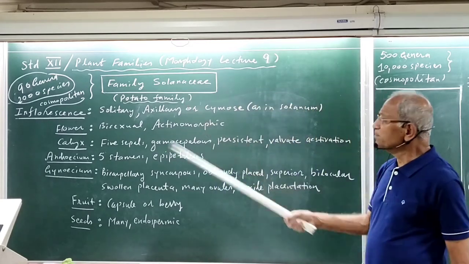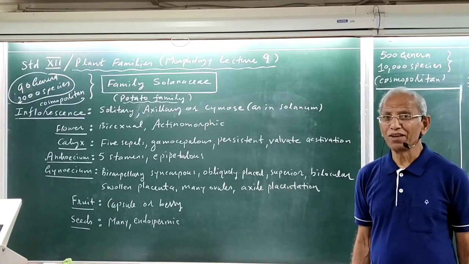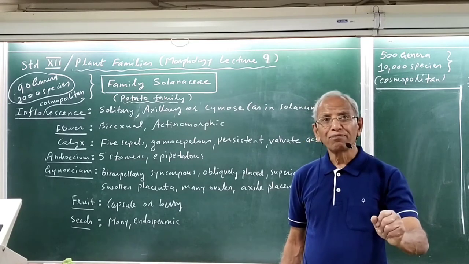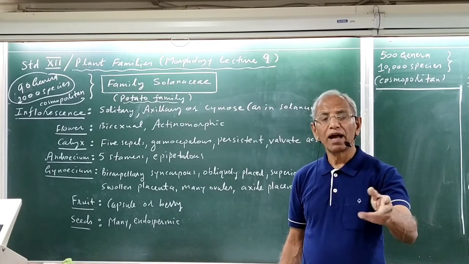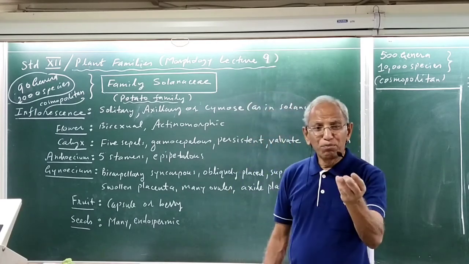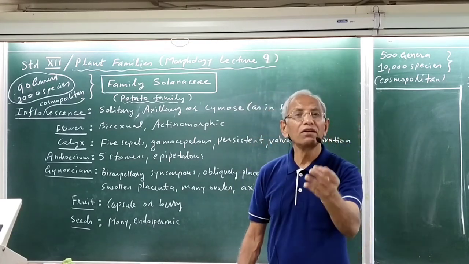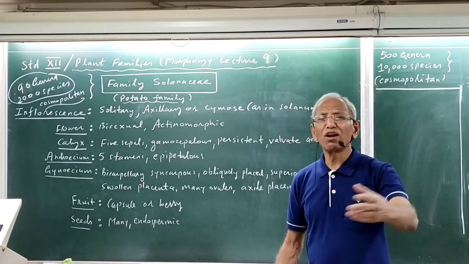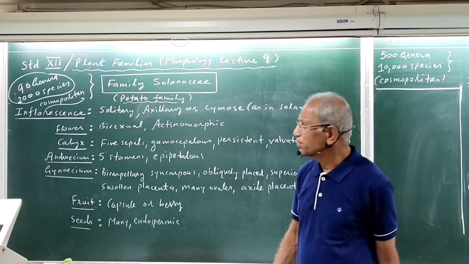Family Solanaceae is known as the potato family. Interesting name. Why should it be potato? Actually, it contains potato, tomato, brinjal, and also capsicum. So you can make a nice rasa bhaji. Potato, tomato, brinjal, capsicum, wonderful. So although it is called the potato family, you can also call it a brinjal family and nobody can object.